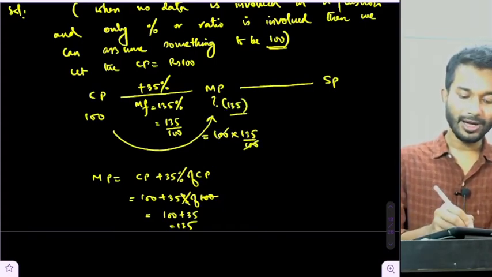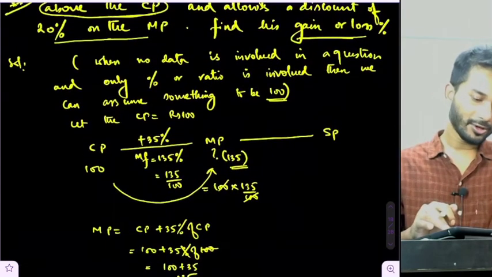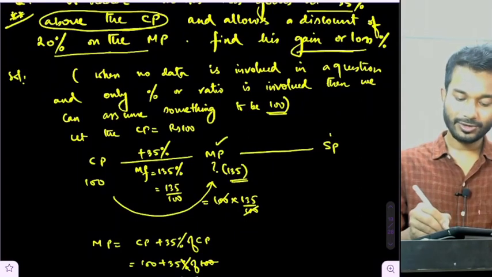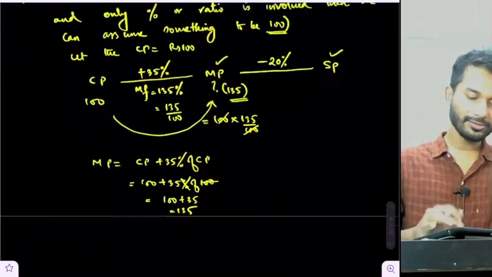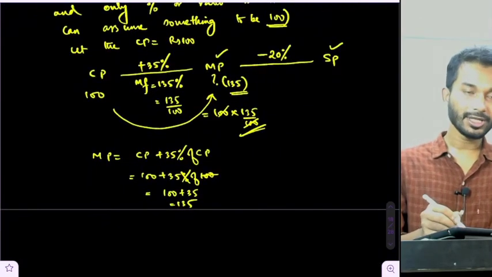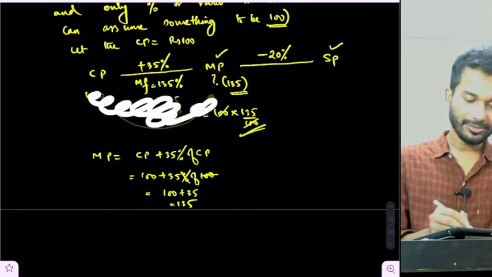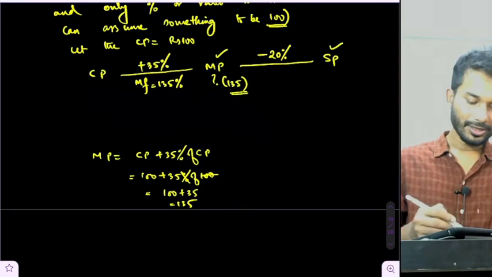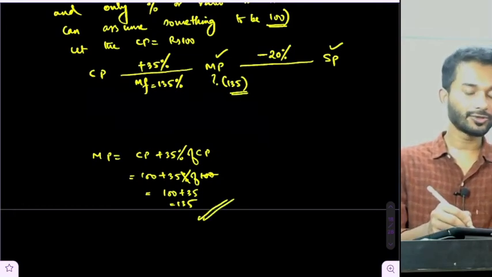So we got the mark price to be 135 rupees. Then what is said? It offers a discount of 20%. You know discount is from where? Mark price to selling price. I hope all of you understood this line. How did I get it? Shall I explain it again? I'm explaining it. See how it became. This line too, I hope all of you understood.